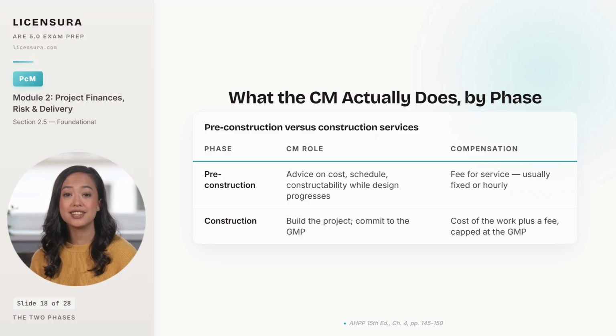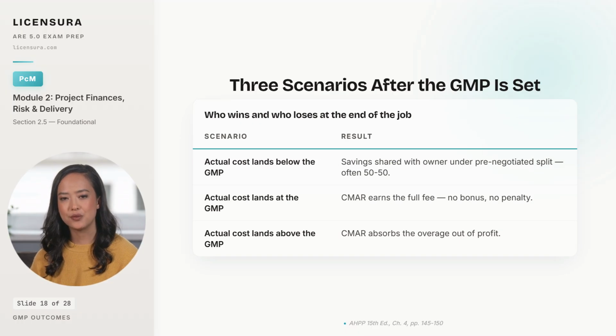Once the GMP is set and construction starts, 3 outcomes are possible, and the exam loves to test which party bears the consequence in each one. 3 outcomes, and they are the 3 the exam will ask about. If actual cost lands below the GMP, the savings are shared with the owner under whatever split the parties negotiated when they signed. Often 50-50, sometimes more favorable to the owner on public projects.